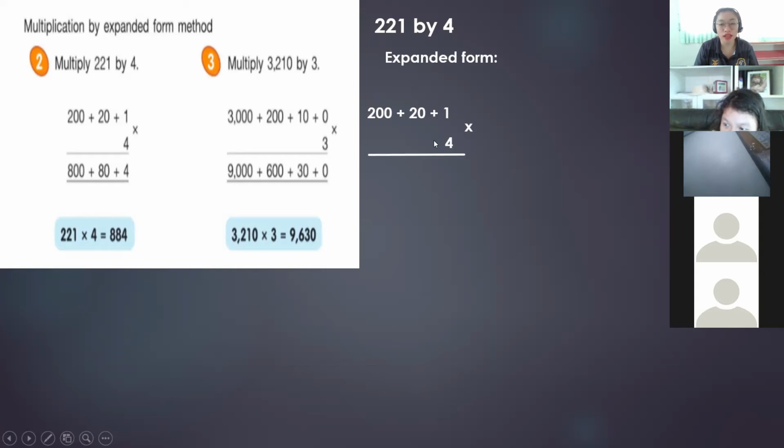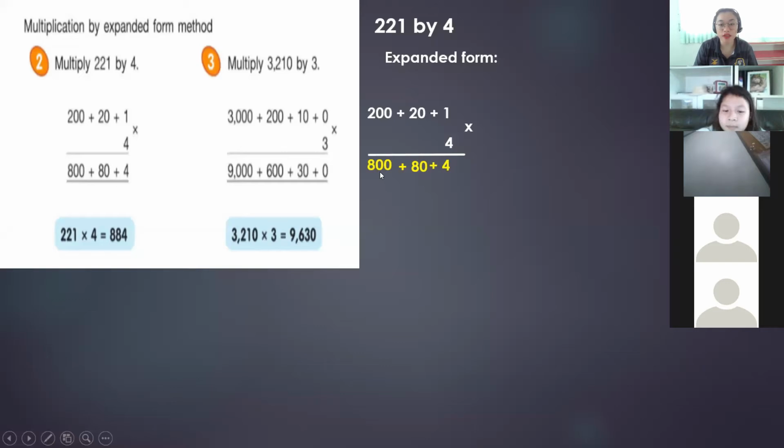We're going to start again in the ones place. 4 times 1 is equal to 4. 4 times 20 is equal to 80, since 4 times 0 is 0 and 4 times 2 is 8. 4 times 200 is equal to 800, since 4 times 0 is 0, 4 times 0 is 0, and 4 times 2 is 8. So we have 800.